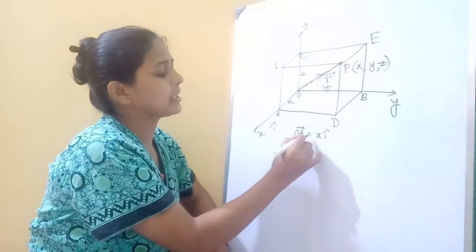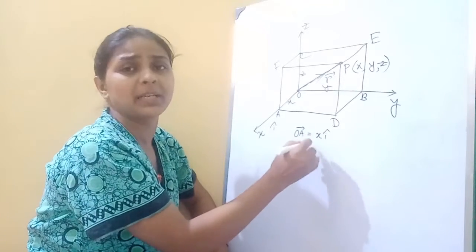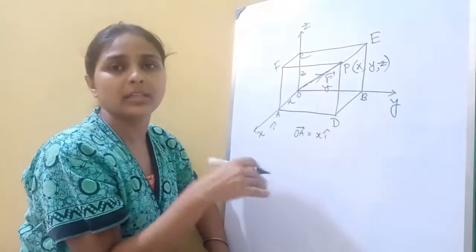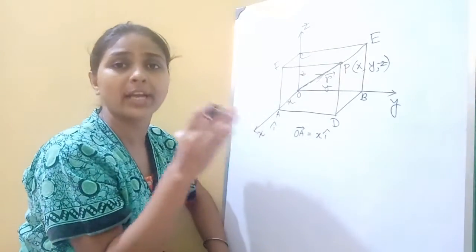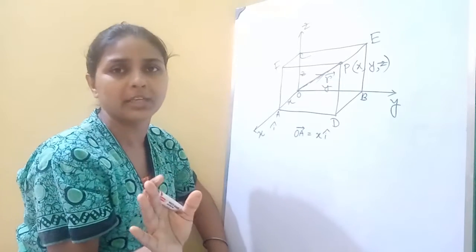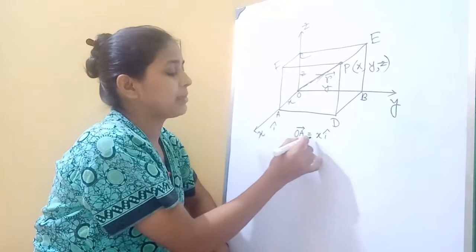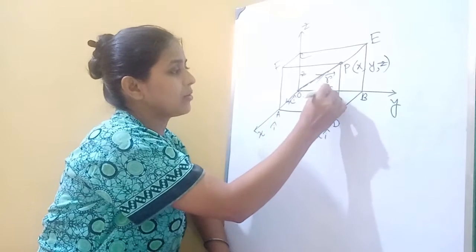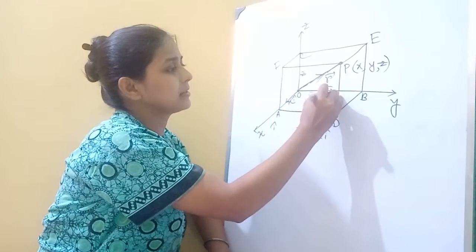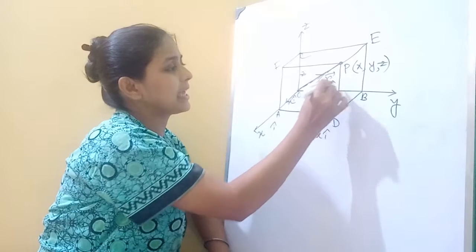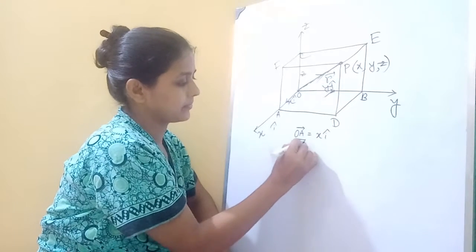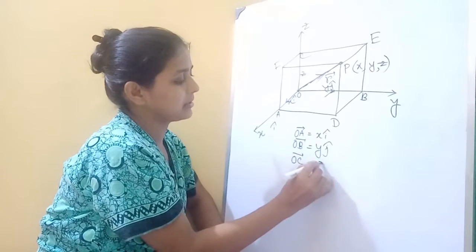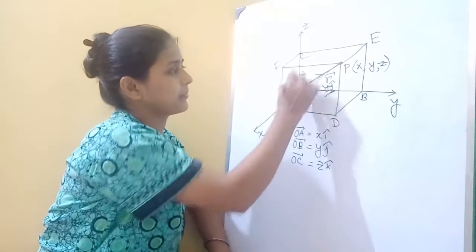Now, how is OA vector equal to x i cap? That means multiplication of a scalar to a vector. This we have already done in the previous video, so you can go and check the description box. Links will be given over there. So OA vector will be x i cap, OB vector will be y j cap, and OC vector will be z k cap.